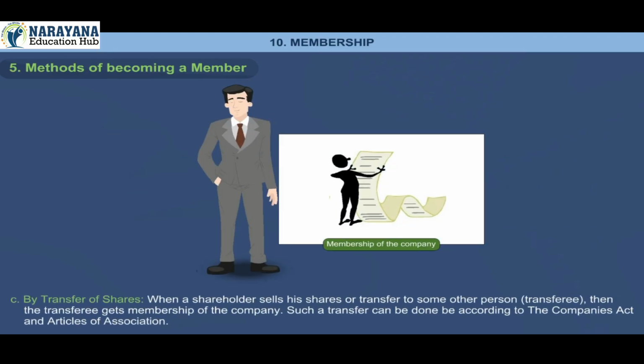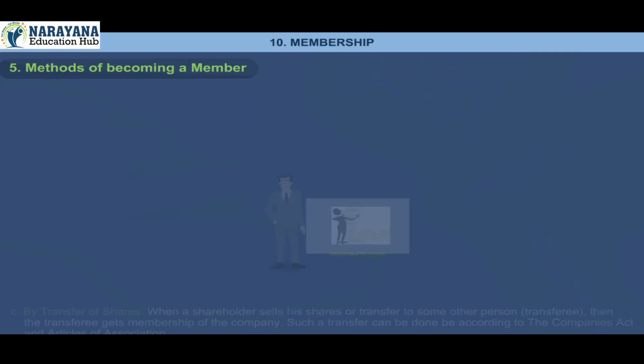C. By transfer of shares. When a shareholder sells or transfers his shares to some other person, that is the transferee, then the transferee gets membership of the company. Such a transfer can be done according to the Companies Act and Articles of Association.